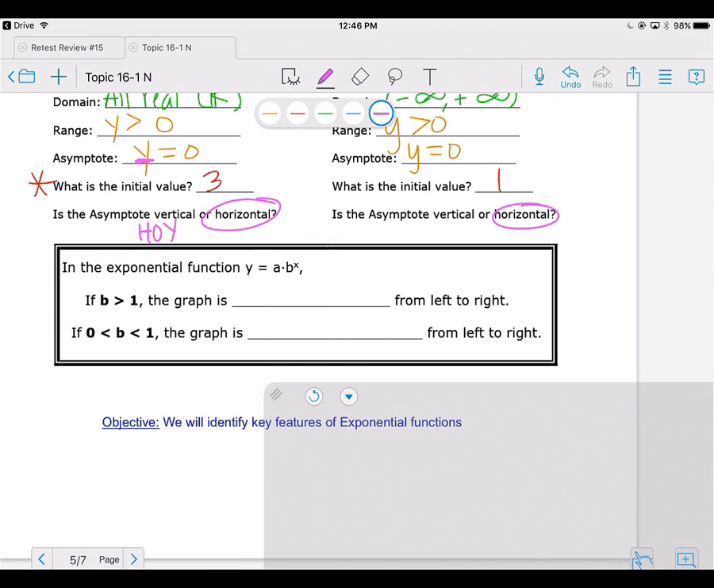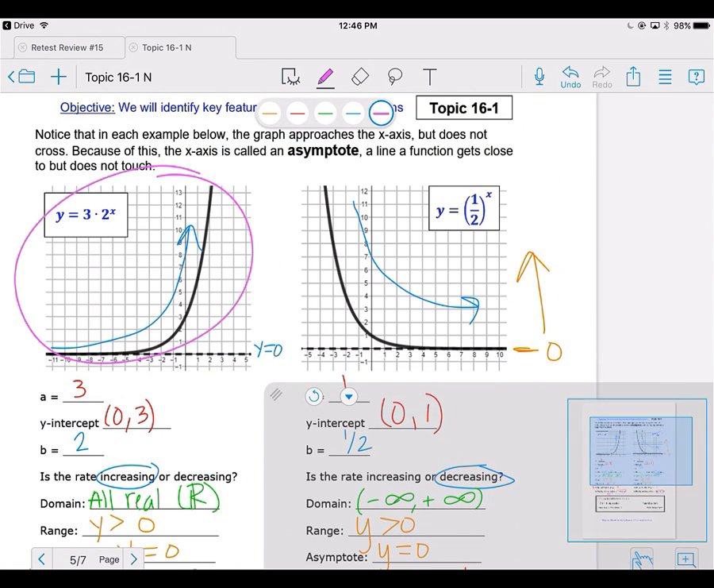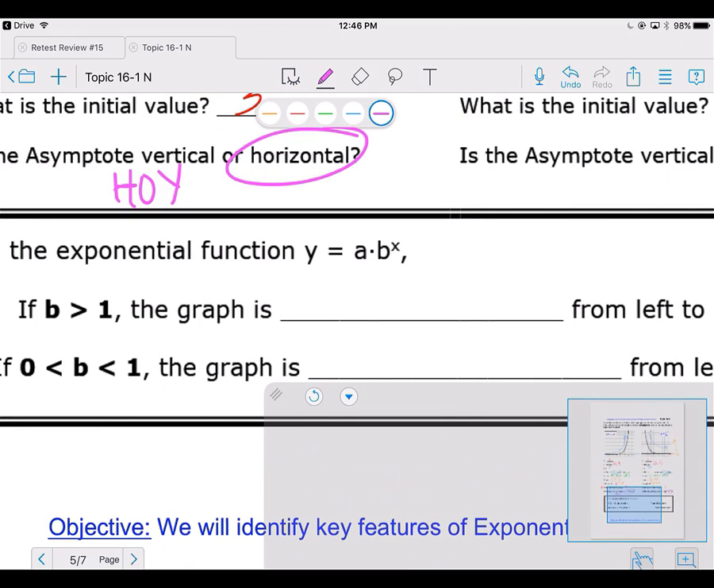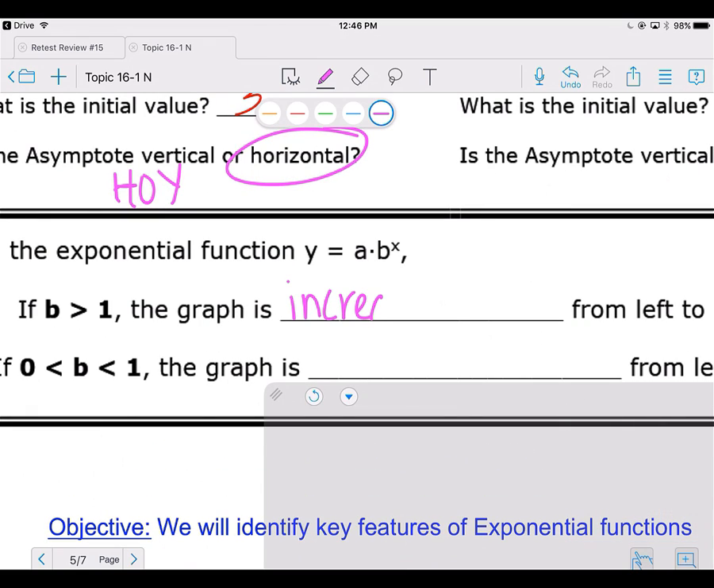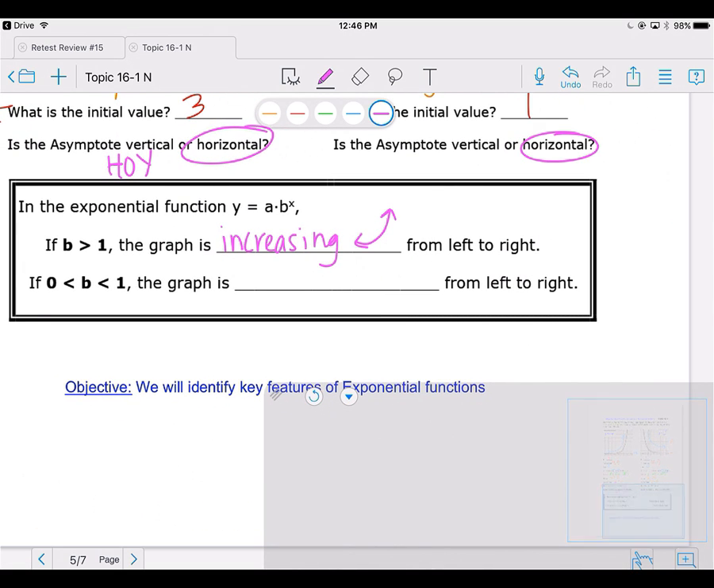So, in the exponential function y equals a times b to the x, if b is greater than 1, like example 1 on this left side over here, my graph is increasing. So if the number with x is bigger than 1, so 2, 3, 4, 1.1, any of that, it will be increasing. And then if it's between 0 and 1, like a fraction or a decimal, it will be decreasing. So it will go down from left to right.